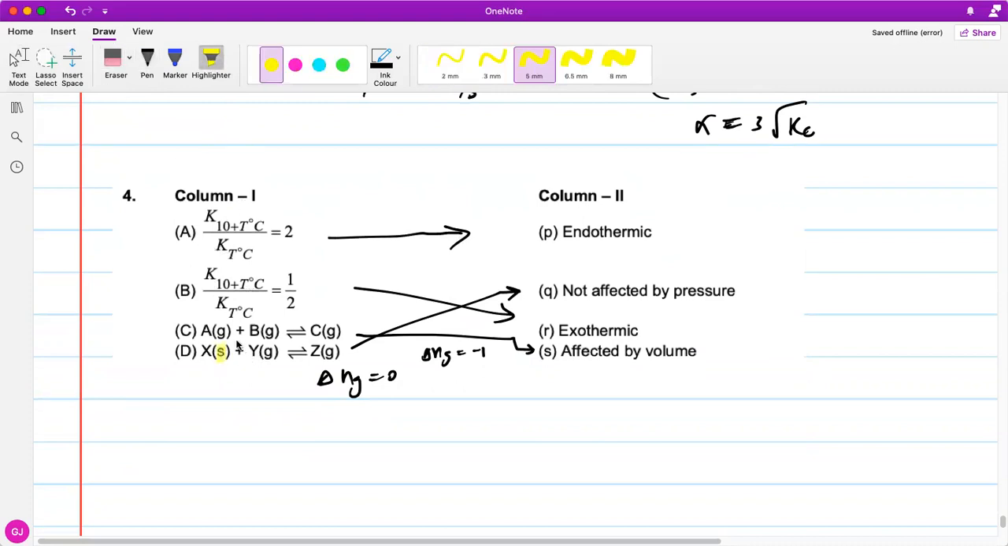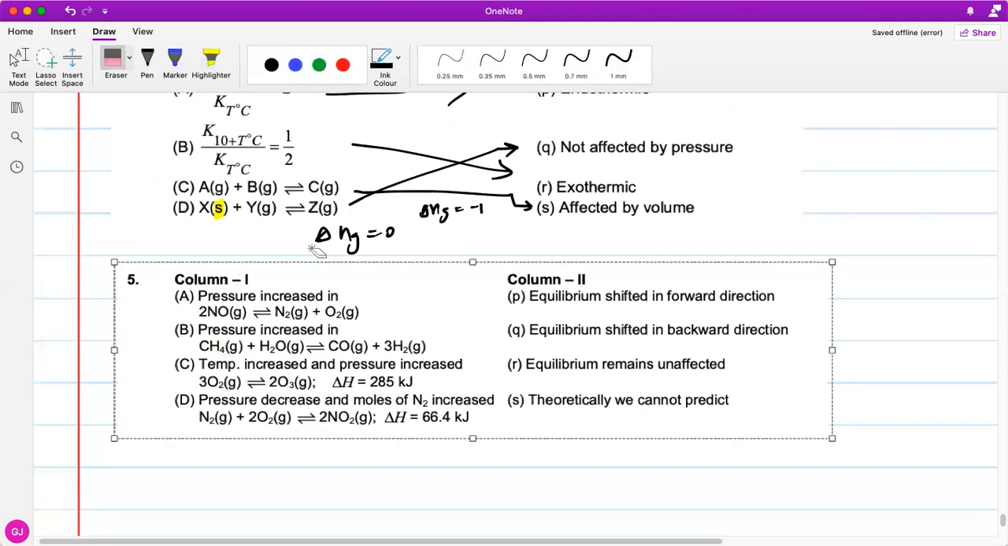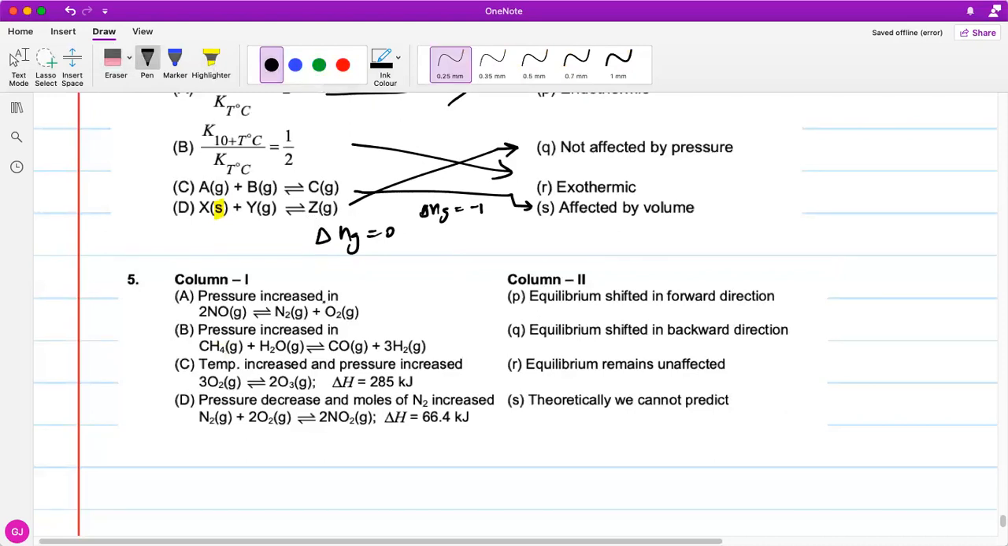Now, let's look at the next question, fifth question. It talks about the shift in the reaction. So here delta Ng in the A option is 0. So pressure results in no effect. Here in the B option, again, you can see that delta Ng is positive, right? 3 plus 1, that is 4, 4 minus 2, that is plus 2. So increasing pressure would shift the equilibrium towards lesser gaseous moles. Here the lesser gaseous moles are on the left-hand side. So the equilibrium shifts in the backward direction.